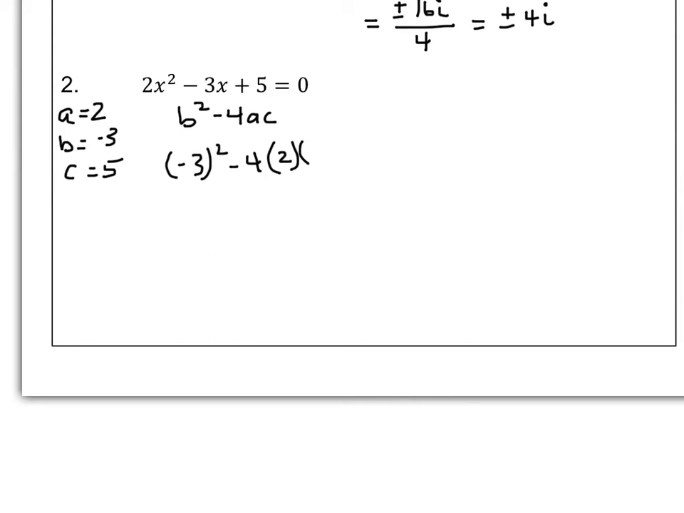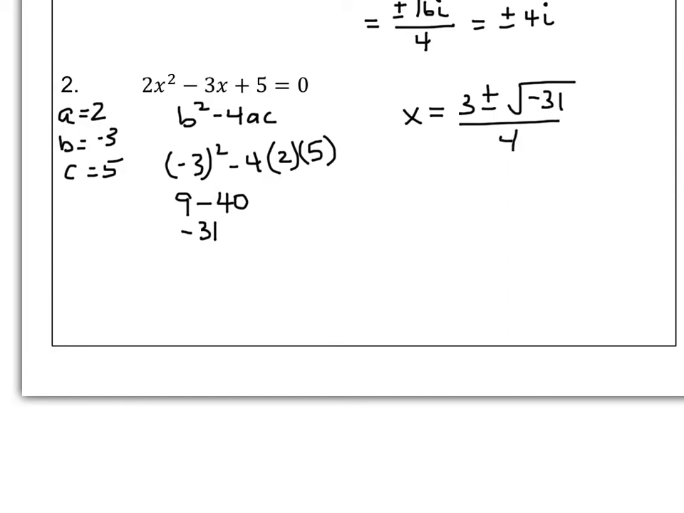and c is 5. So we've got 9 here. Negative 3 squared is 9. 4 times 2 is 8, times 5 is 40. 9 minus 40, and we've got negative 31. Okay, so now again we're going to put this into the quadratic formula. The opposite of b is positive 3, plus or minus the square root of negative 31, all divided by 2 times a. 2 times 2 is 4. And you'll notice on this one, can we break down the square root of 31?